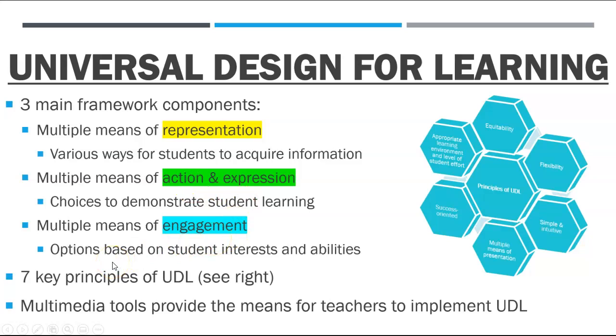And also what I hope you'll see, and I didn't use any highlighting or anything like that to help point this out, but hopefully you'll just be able to observe it on your own, is the 7 key principles that are a part of Universal Design for Learning. And those are described here on the right. So the 7 main principles include equitability, flexibility, it's simple and intuitive, there are multiple means of presentation, it is success-oriented, there is an appropriate learning environment, and there is an appropriate level of student effort. Hopefully you'll be able to see most, if not all, of those 7 principles of UDL in this unit plan, as well as the multiple means of representation, action and expression, and engagement.